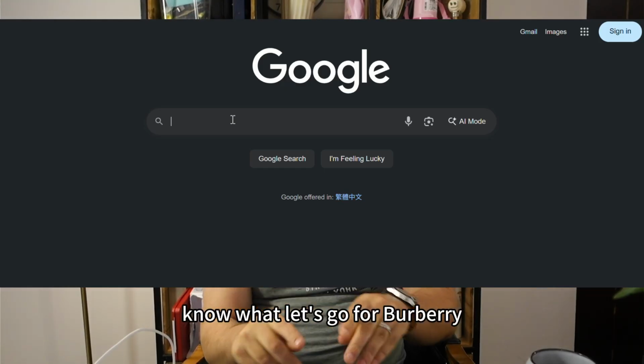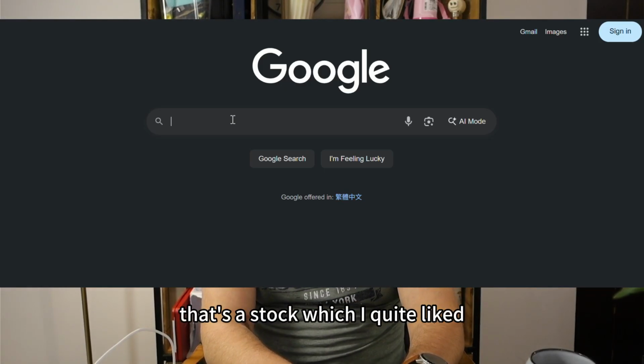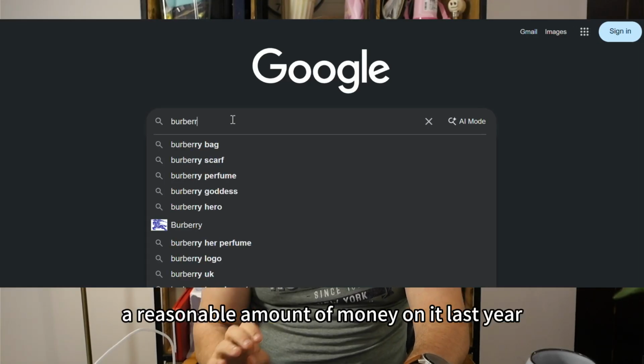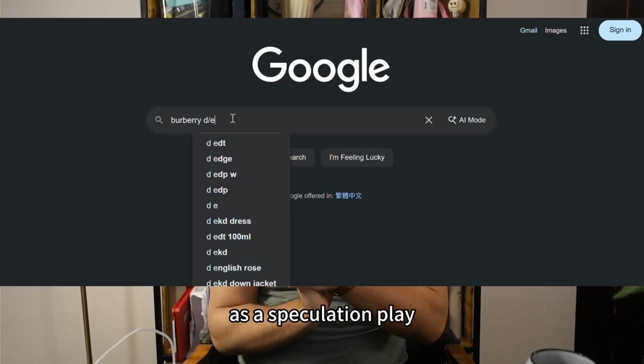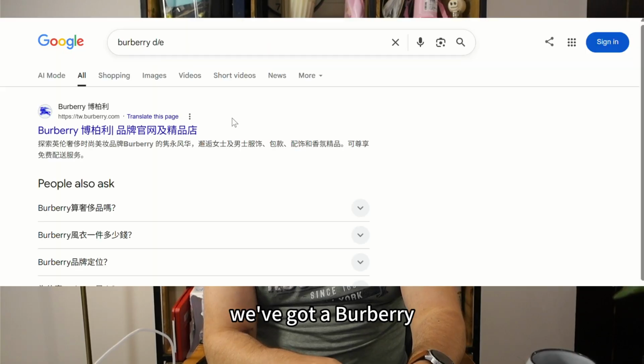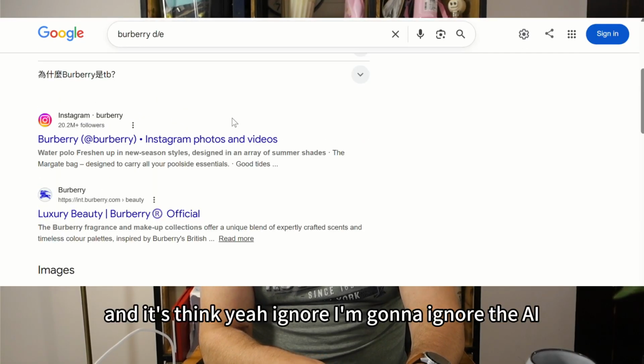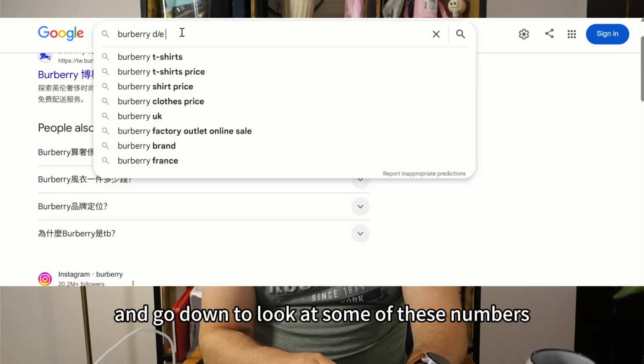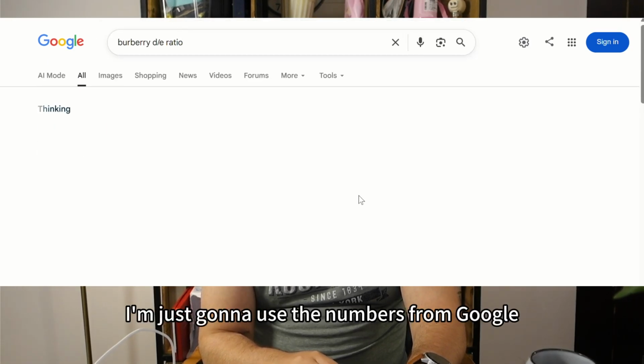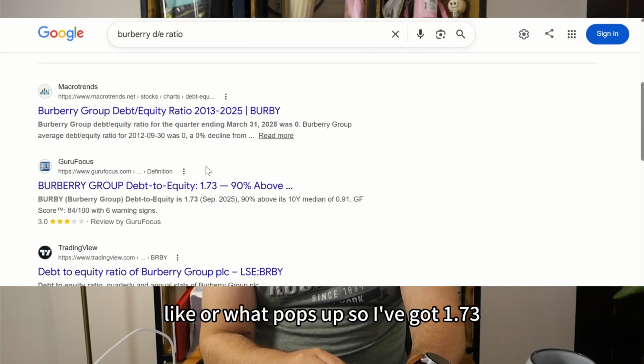You know what, let's go for Burberry. That's a stock which I quite liked, and I did make a reasonable amount of money on it last year as a speculation play. So let's have a look. I type in the Burberry D to E ratio, and I'm going to ignore the AI and go down to look at some of these numbers. I'm just going to use the numbers from Google, or what pops up.